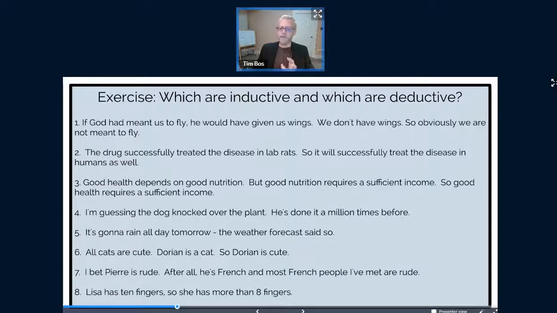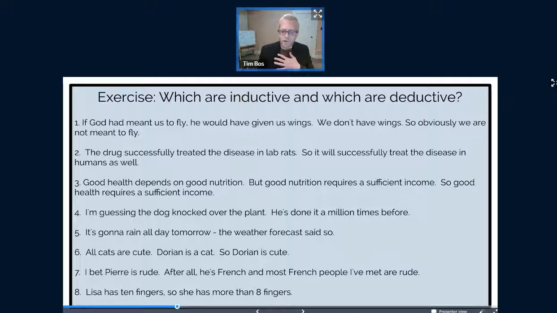And since deductive arguments are all about the overall structure of the argument, that's what allows us to do logic. That's what allows us to take the individual sentences out and replace them with variables instead. Because look at number 6. All cats are cute. Dorian is a cat, so Dorian is cute. You could substitute anything for cat, cute, and Dorian. Right? You could substitute anything in there, and it's still going to be valid, right?